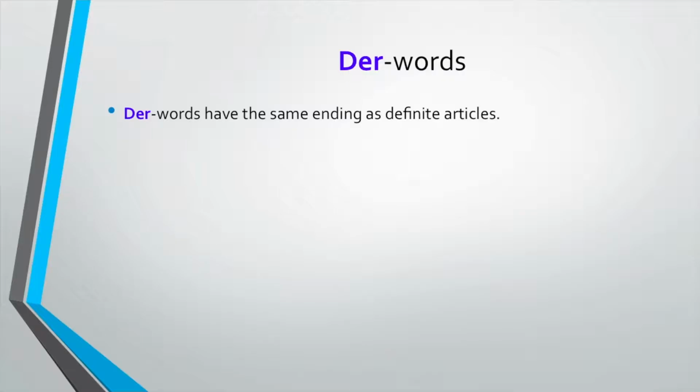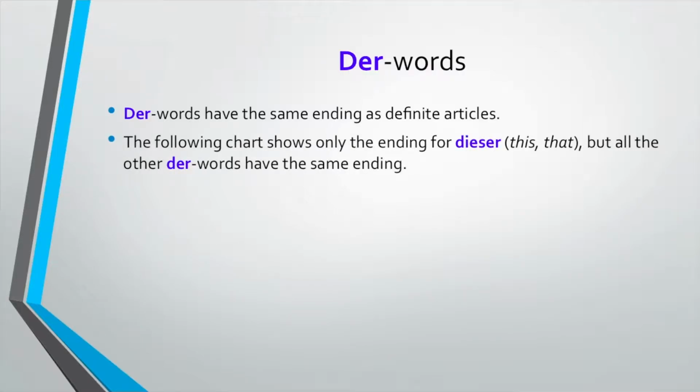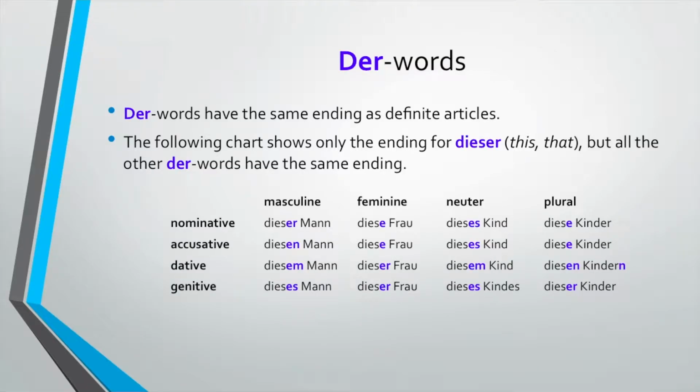Okay, der words have the same ending as definite articles. So in the following charts, you will only see the endings for dieser, which is this and that, but all the other der words have the same ending as dieser. So we have, for masculine, dieser Mann, diesen Mann, diesem Mann, dieses Mannes. Feminine, diese Frau, dieser Frau, dieser Frau. Neuter, dieses Kind, diesem Kind, dieses Kindes. And plural, diese Kinder, diesen Kindern, dieser Kinder. Okay.